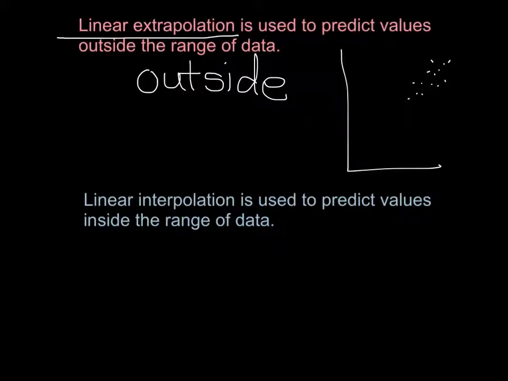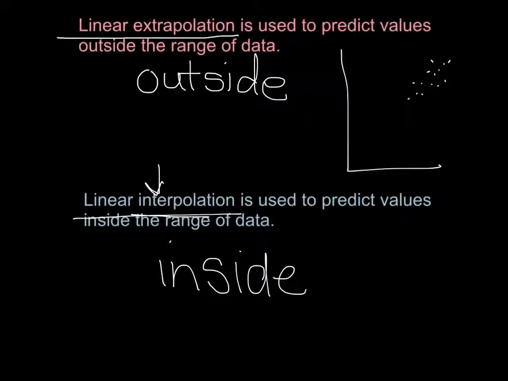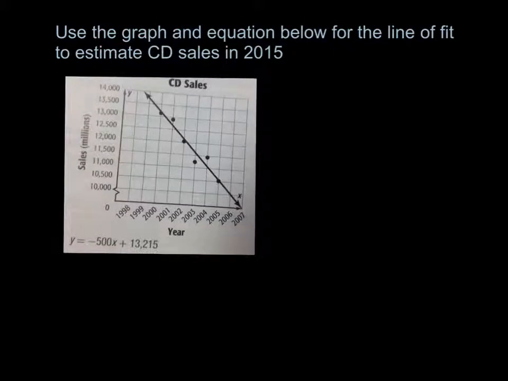Then we can have a linear interpolation, which is used to predict values that are inside the range. So think of inside the range, so numbers that fall within the group but are possibly not graphed. So if we take a look at this example here, it says use the graph and equation below for the line of fit to estimate CD sales in 2015.